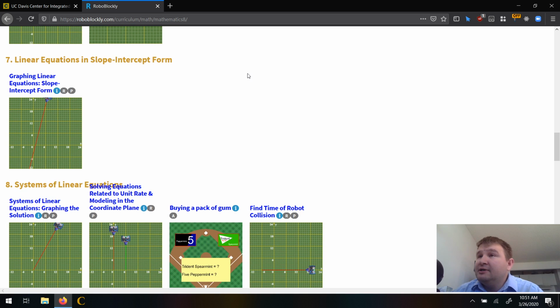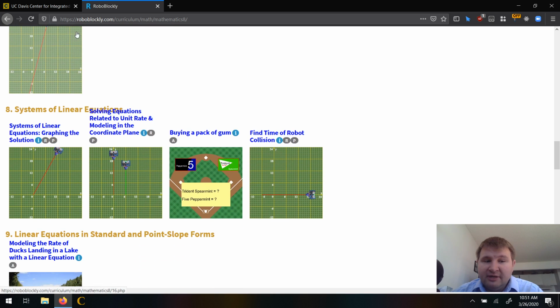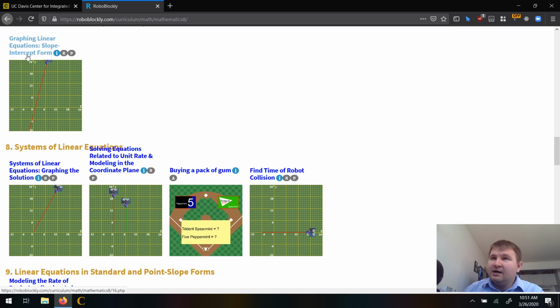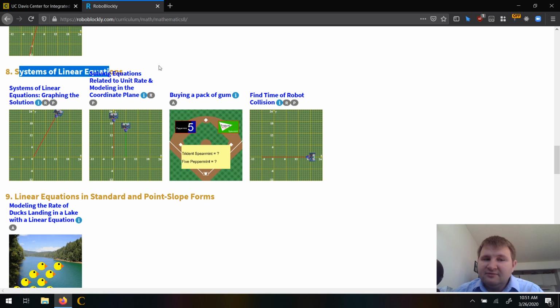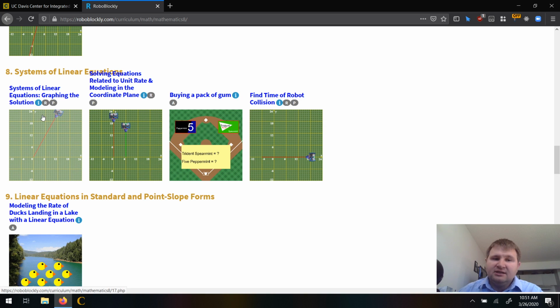We look at linear equations in slope-intercept form and graphing those equations with a robot, and having a robot actually utilize that to move along a coordinate grid. We look at systems of linear equations. So instead of just one, we start working on solving systems and modeling systems of multiple robots moving together, much like students might see in a traditional related rates problem with two trains or the tortoise and the hare.